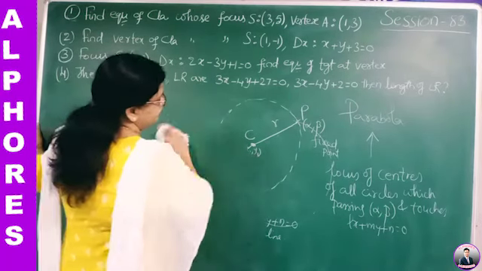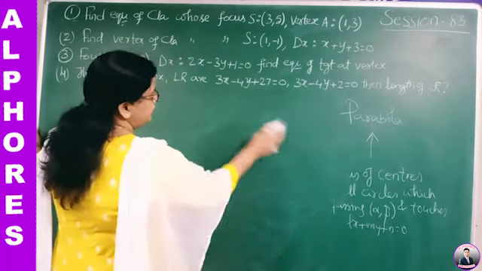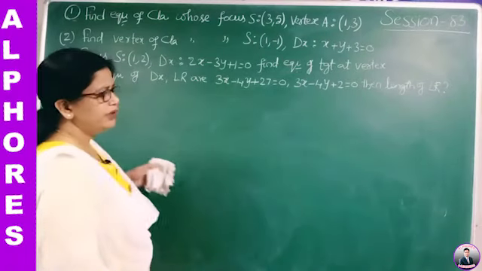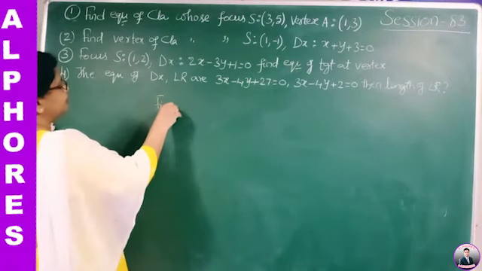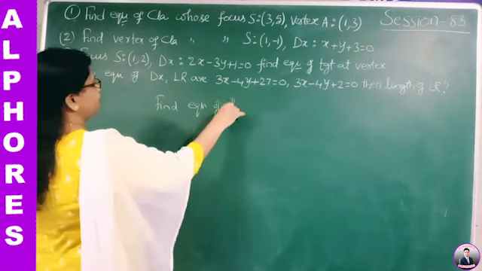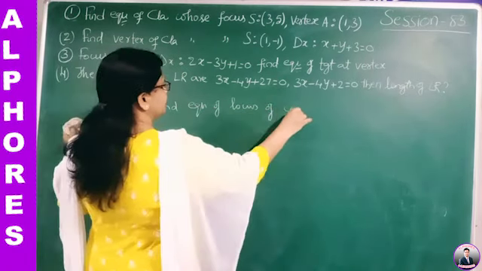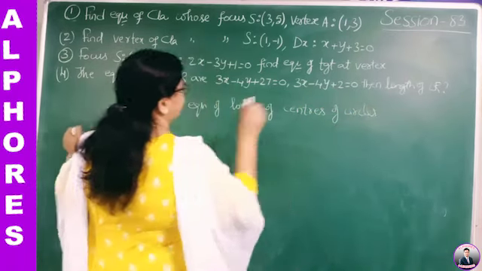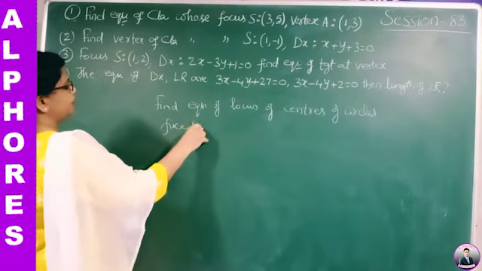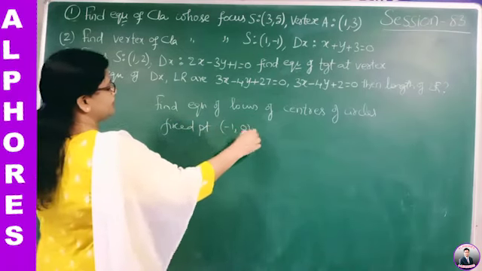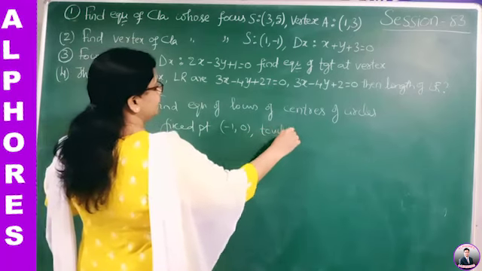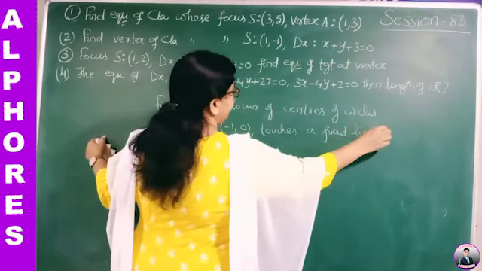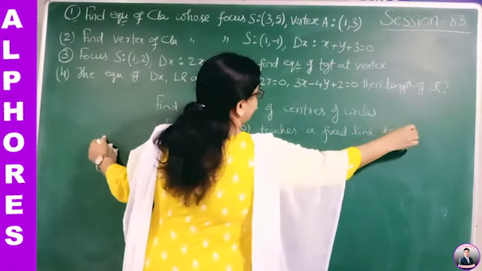How can they ask the question? They ask the question like this: find equation of locus of centers of circles. And how are all these centers? Centers of circles which are all passing through a fixed point, some -1, 0, and touches a fixed line. That fixed line they may give some value like x minus 3y plus 4 equal to 0.